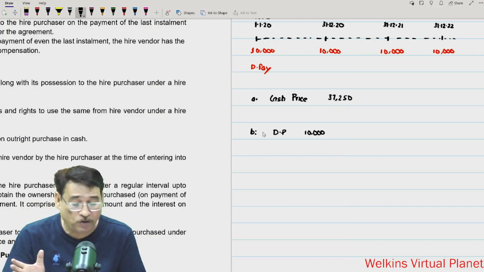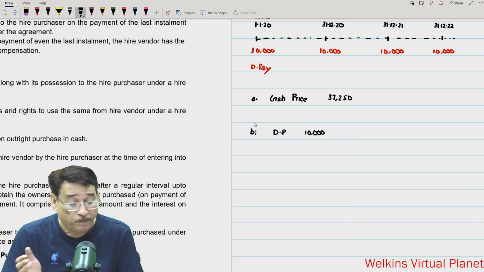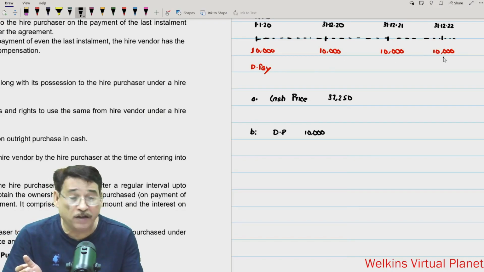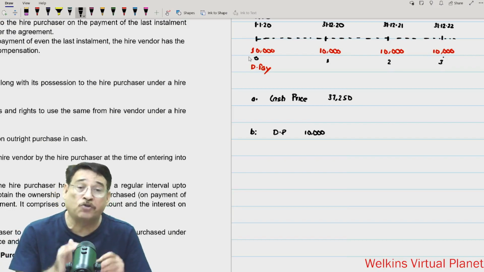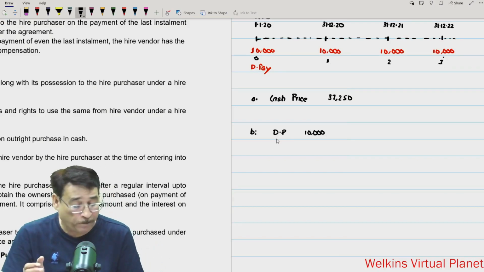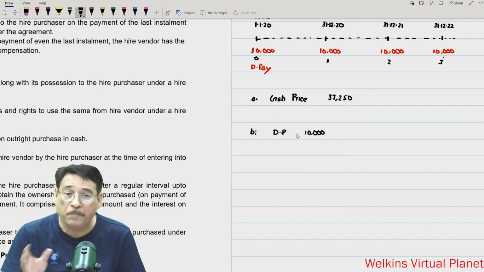This is the zero installment. Now, first installment is this one. Second installment is this one. Third installment is this one. This is your first installment. This is your second installment. This is your third installment. And down payment is technically known as zero installment. Correct? Anyway, so zero installment or down payment is 10,000.